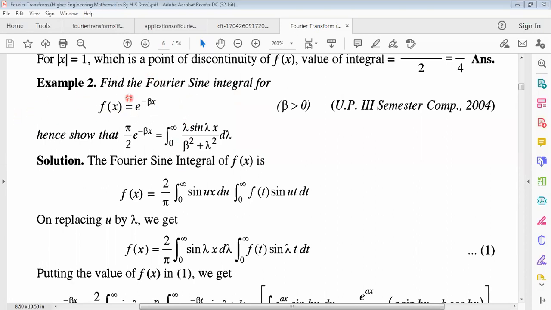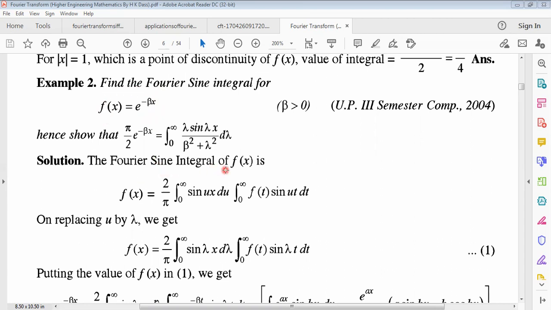Now example 2: how to find the Fourier sine integral for f of x equals e to the power minus beta x, and hence show that pi by 2 e to the power minus beta x equals the integral from 0 to infinity of lambda into sine lambda x divided by beta square plus lambda square d lambda. That means you have to show this relationship. We have to prove this result using the function f of x equals e to the power minus beta x, and first we have to find the Fourier sine integral of f of x.